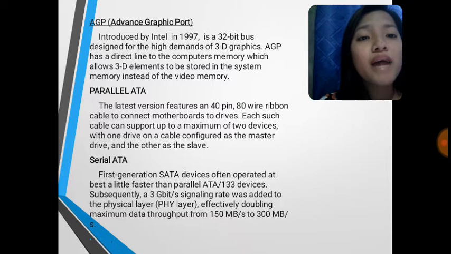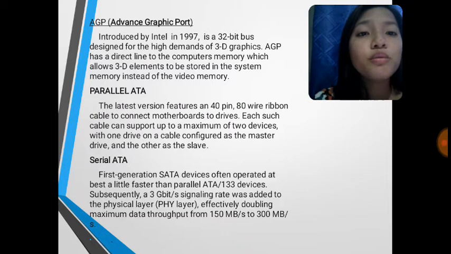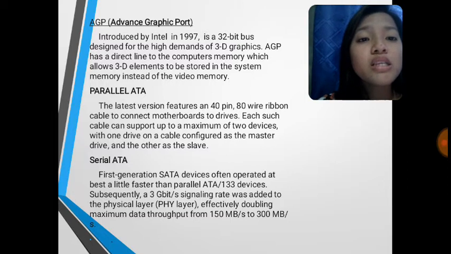AGP, Accelerated Graphics Port, introduced by Intel in 1997, is a 32-bit bus designed for the higher demands of 3D graphics. AGP has a direct line to the computer's memory, which allows 3D elements to be stored in the system memory instead of the video memory.